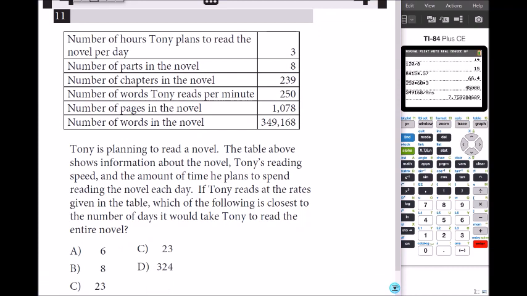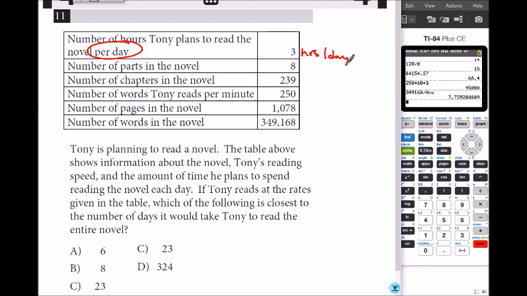Tony is planning to read a novel. The table above shows the information about the novel, Tony's reading speed and the amount of time he spends reading each day. If Tony reads at the rate given in the table, which of the following is closest to the number of days it will take Tony to read the entire novel? All right, let's see what they give you. Number of hours that he spends per day, 3 hours per day. Number of parts in the novel, do we need that? Number of chapters in the novel, do we really need that?